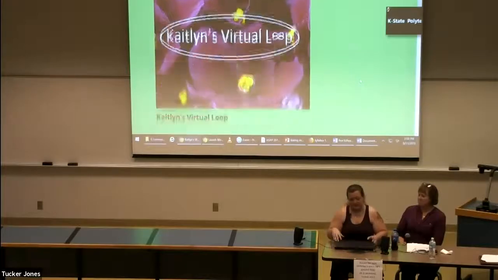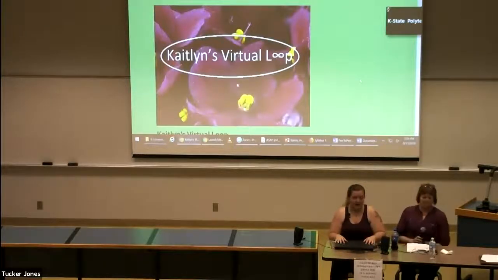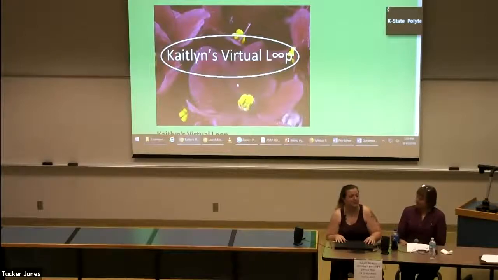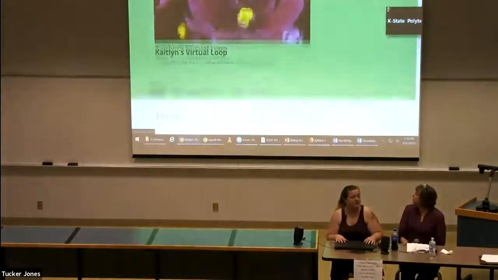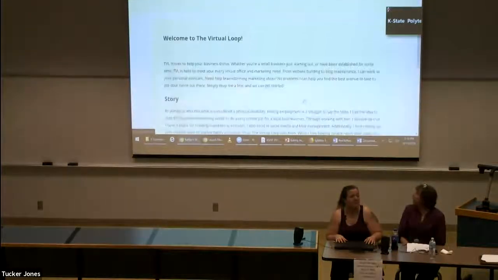So I started my own small online business a year ago. The web URL is thevirtualloop.com. Kaitlyn's Virtual Loop is the name. You should be able to see by the color contrast that the background is kind of a creamy, off-white. Correct me if I'm wrong, because the heading is green, and if you scroll down, the background should be off-white with black text.